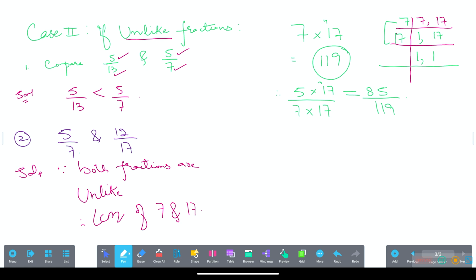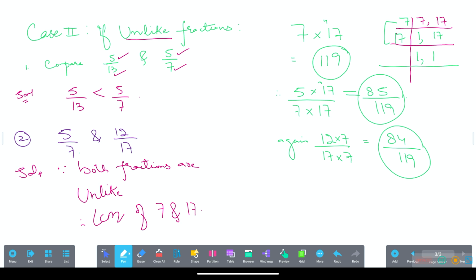Now I am taking the second one, 12 by 17. Now I have to make the denominator equal to 119. How? 17 stays, 17 into 7 is 119. If you are multiplying in the denominator, to balance it you have to multiply in the numerator as well. 7 times 2 is 14, 4 and 1 carry, 7 times 1 is 7, plus 1 is 8, so 84. Now it is 85 by 119 and 84 by 119.